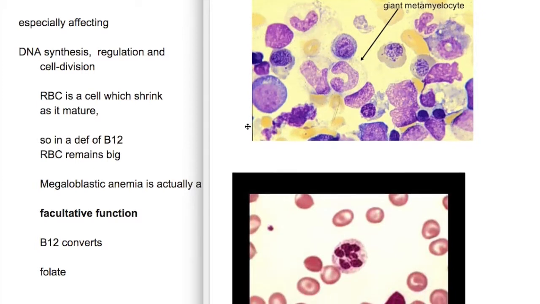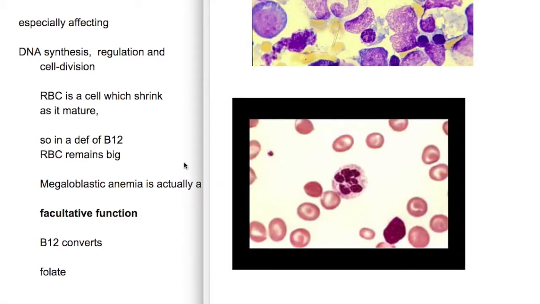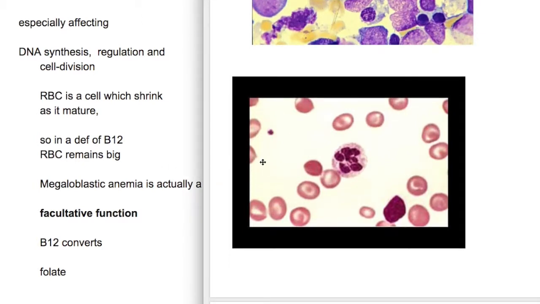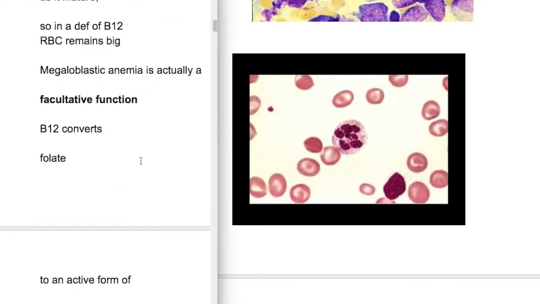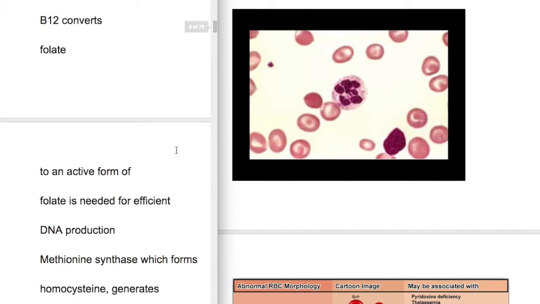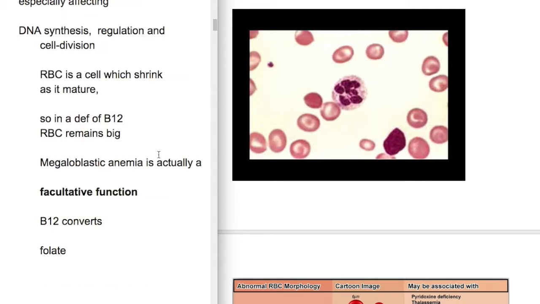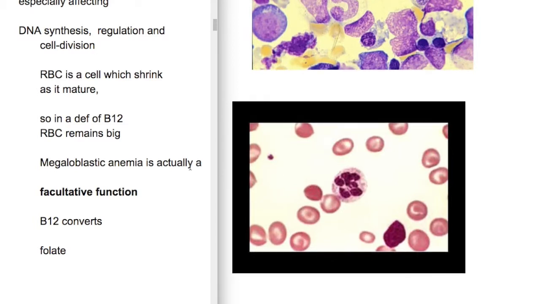In a deficiency of B12, RBCs remain big and it causes megaloblastic anemia. This megaloblastic anemia of vitamin B12 deficiency is actually due to a facultative function of vitamin B12 that converts folate into an active form of folate, which is needed for efficient DNA production. So, treating vitamin B12 deficiency with folate may correct this disorder of cell maturation, but it will mask the other disorders of vitamin B12 deficiency.